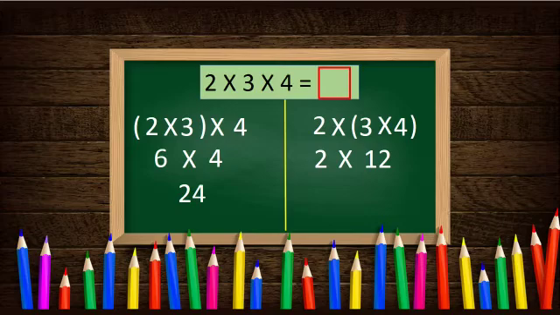Now we have two numbers to multiply. 2 and 12. 2 times 12 is equal to 24. So here you can see we got the same answer 24. As you can see, it does not matter which two numbers we multiplied first. We can group any two numbers together and still get the same product. I hope you now understood that after grouping the numbers differently in multiplication sentences, we get the same product. This is called associative property of multiplication.